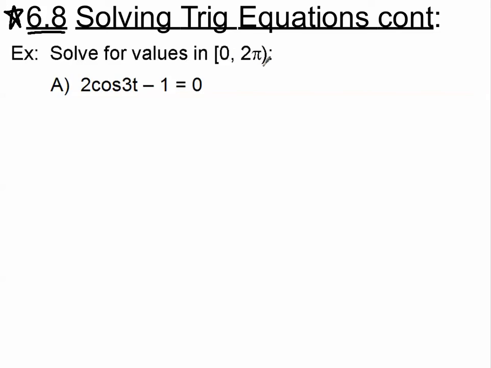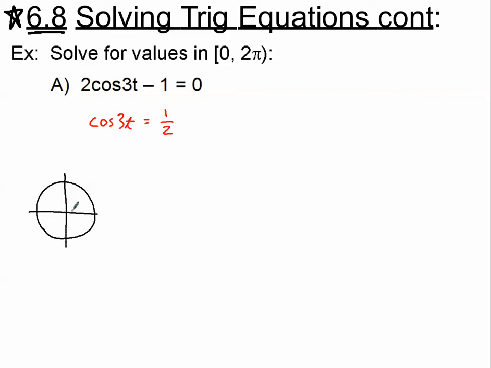I'd like to start off with this first one. We have 2 cosine of 3t minus 1 is equal to 0. Not too bad. I'm first going to get the cosine by itself, so let's add 1 and divide by 2. So the cosine of 3t is going to be equal to 1/2. And again, that feels nice. It's a unit circle value. So let's go to when the cosine is equal to 1/2 and see what we've got.